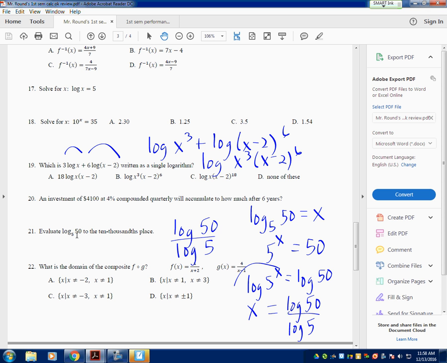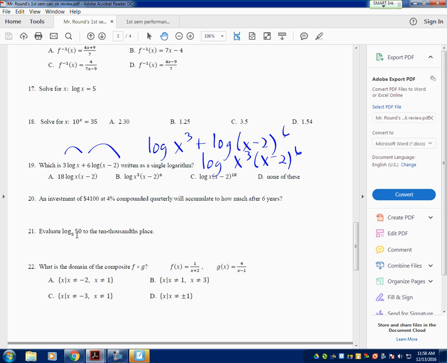Okay, others from chapter 5? Any others from chapter 5? 22? Okay. The domain problem. So first thing you have to do is take the inner function and find its restrictions. x minus 1 cannot equal 0, so x cannot equal 1. So that's part of it, okay?